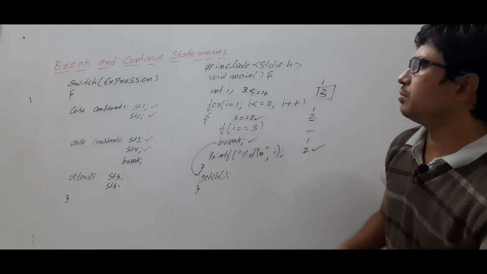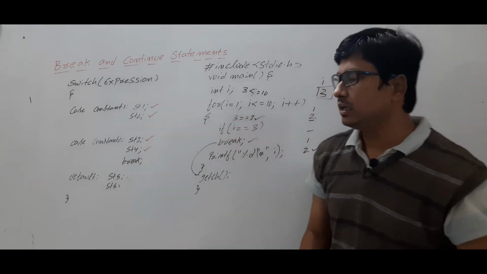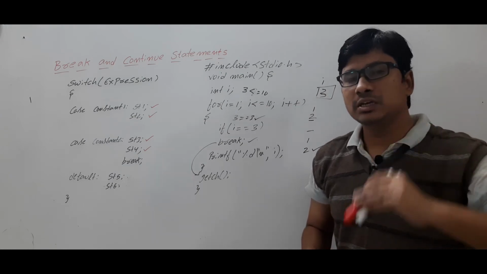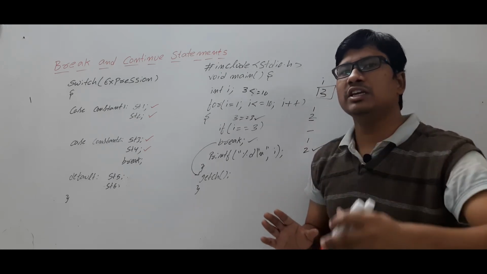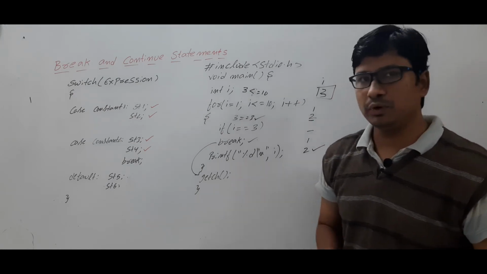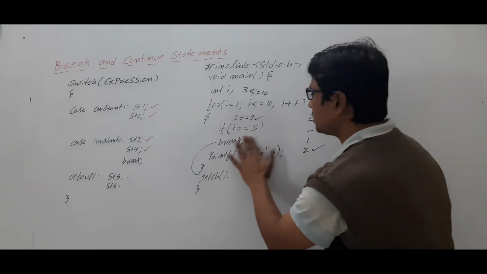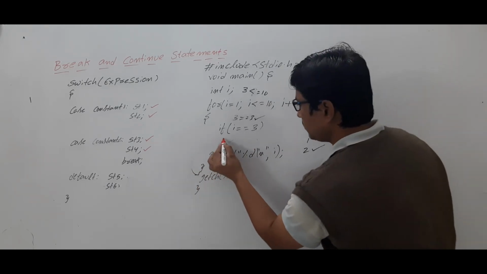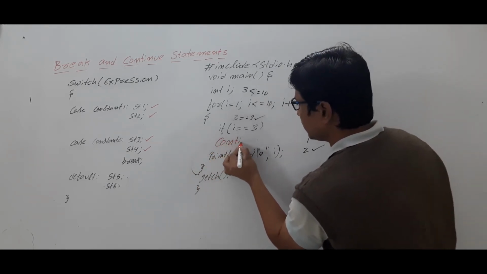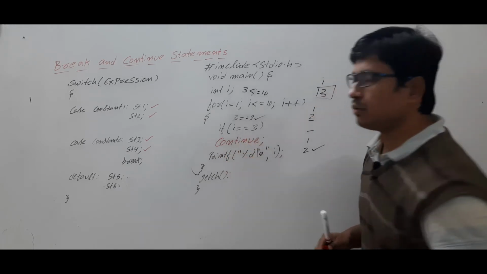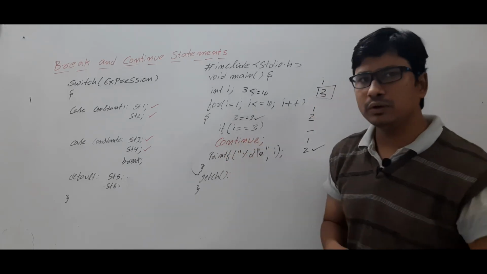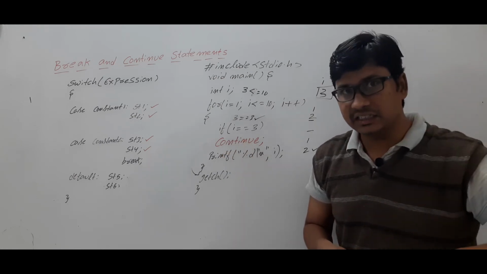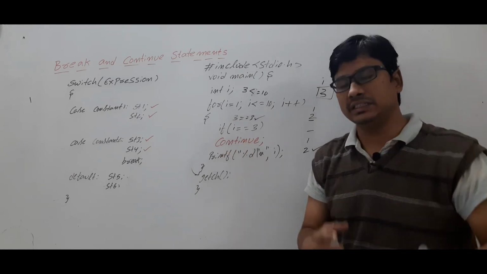Now let me discuss the continue statement. The purpose of the continue statement is that it will skip the current iteration and execute the next iteration. I hope you have understood this one. If you do not understand from my statement, let me discuss with an example. Let me write continue here in place of break. What will this program display? I told you that the purpose of continue is to skip the current iteration and start executing from the next iteration.